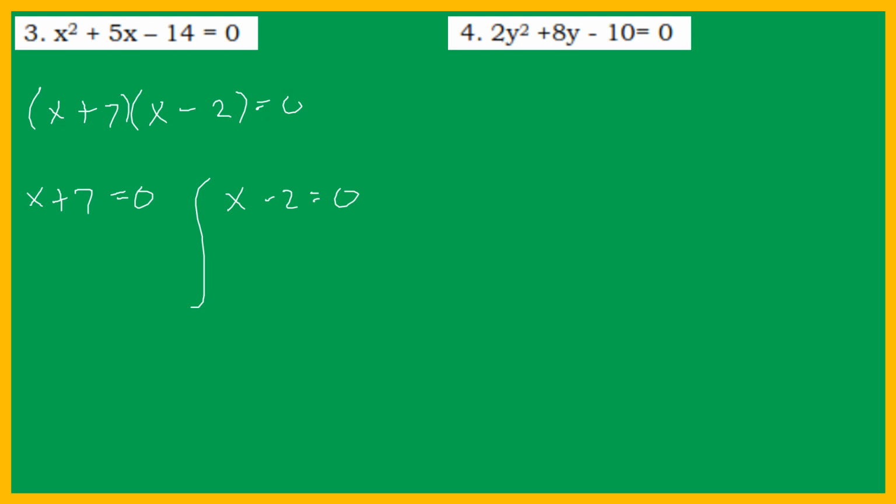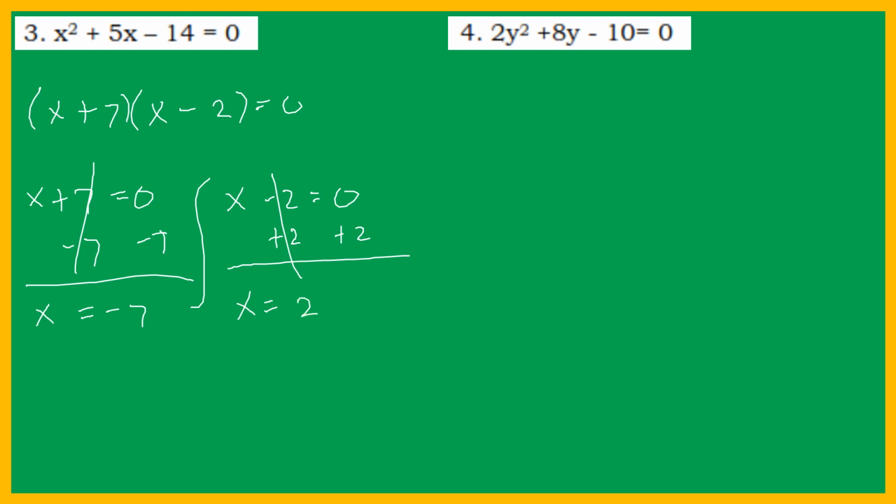equals 0. Then, solving for x, we need to add negative 7 on both sides para makancel siya. So, x will be negative 7. And on the other factor, add positive 2 on both sides para makancel natin to. So, x is equal to positive 2. Therefore, our solutions are negative 7 and positive 2.